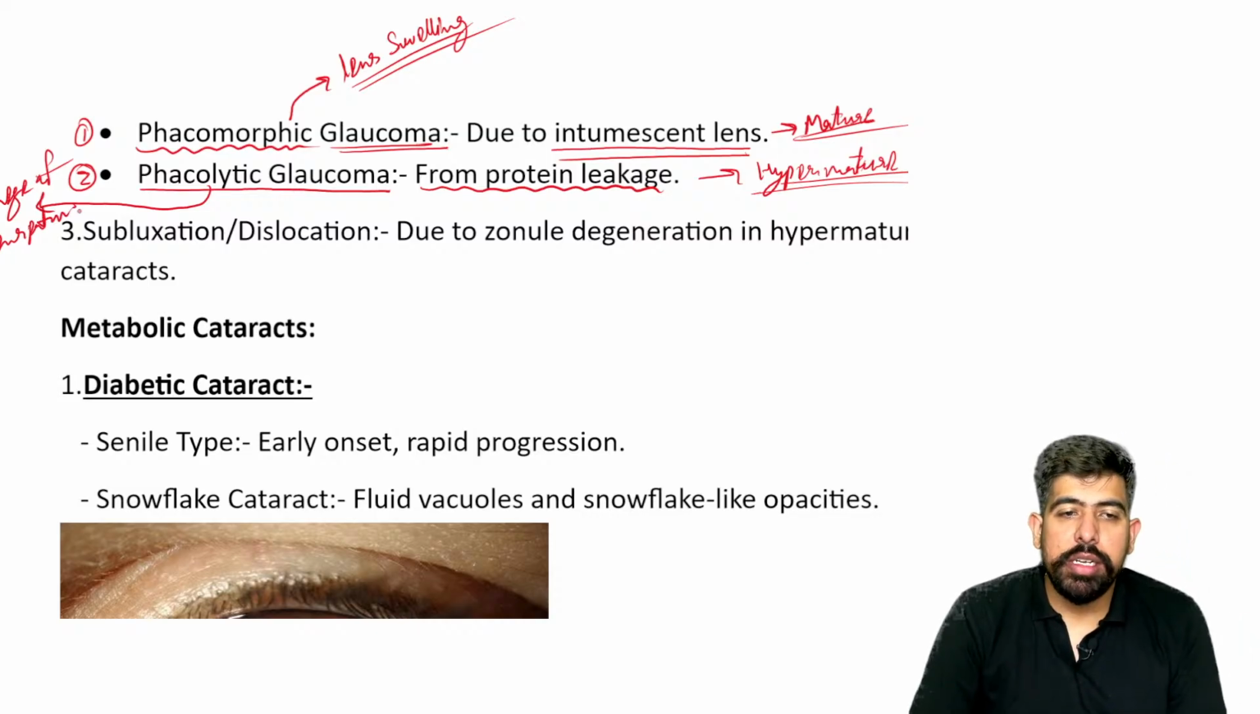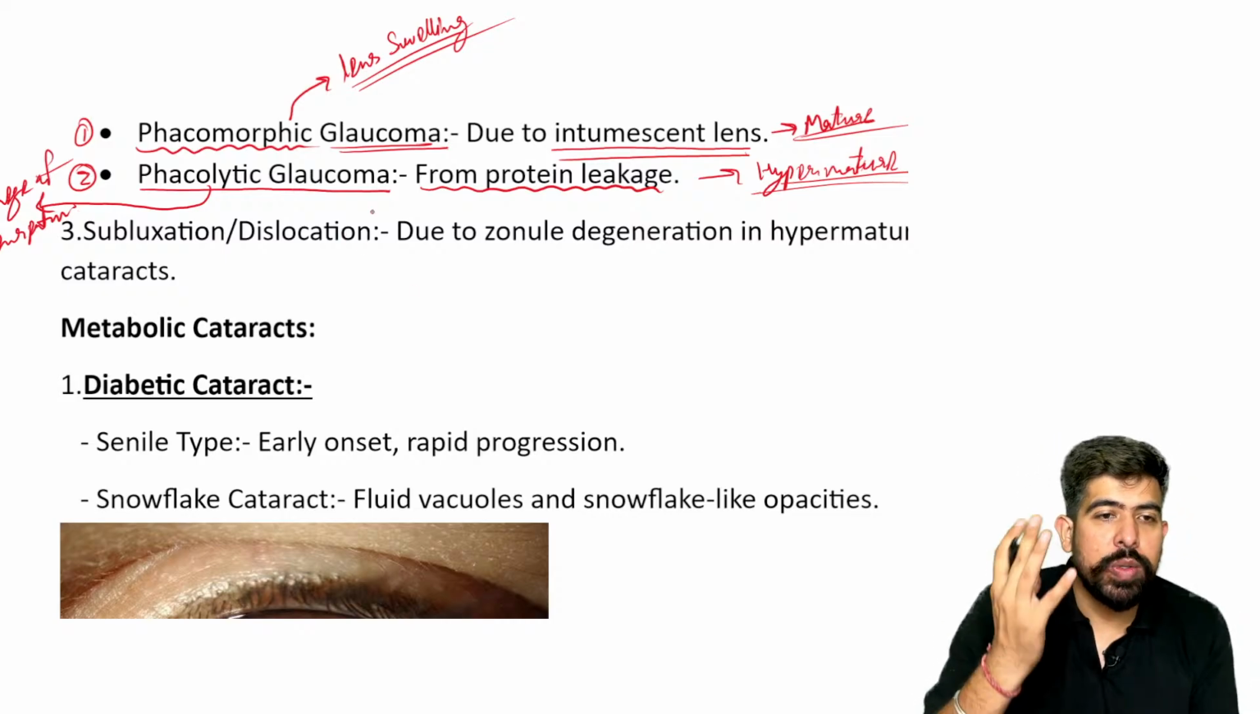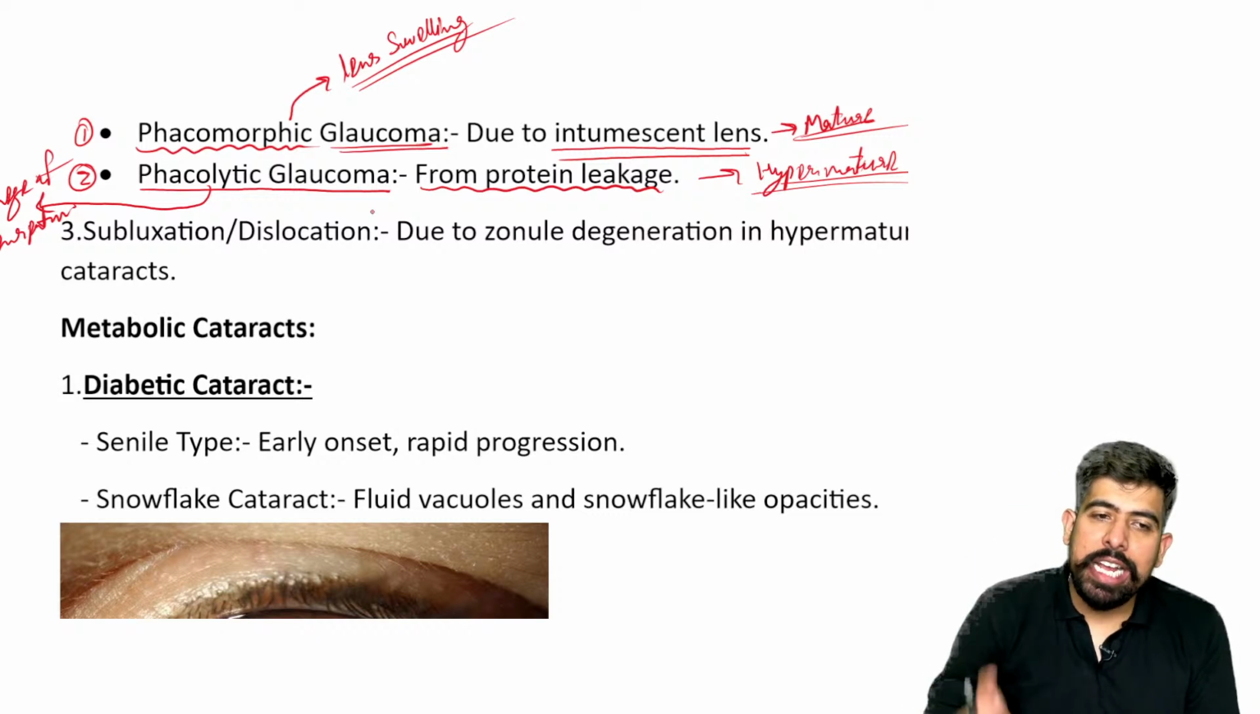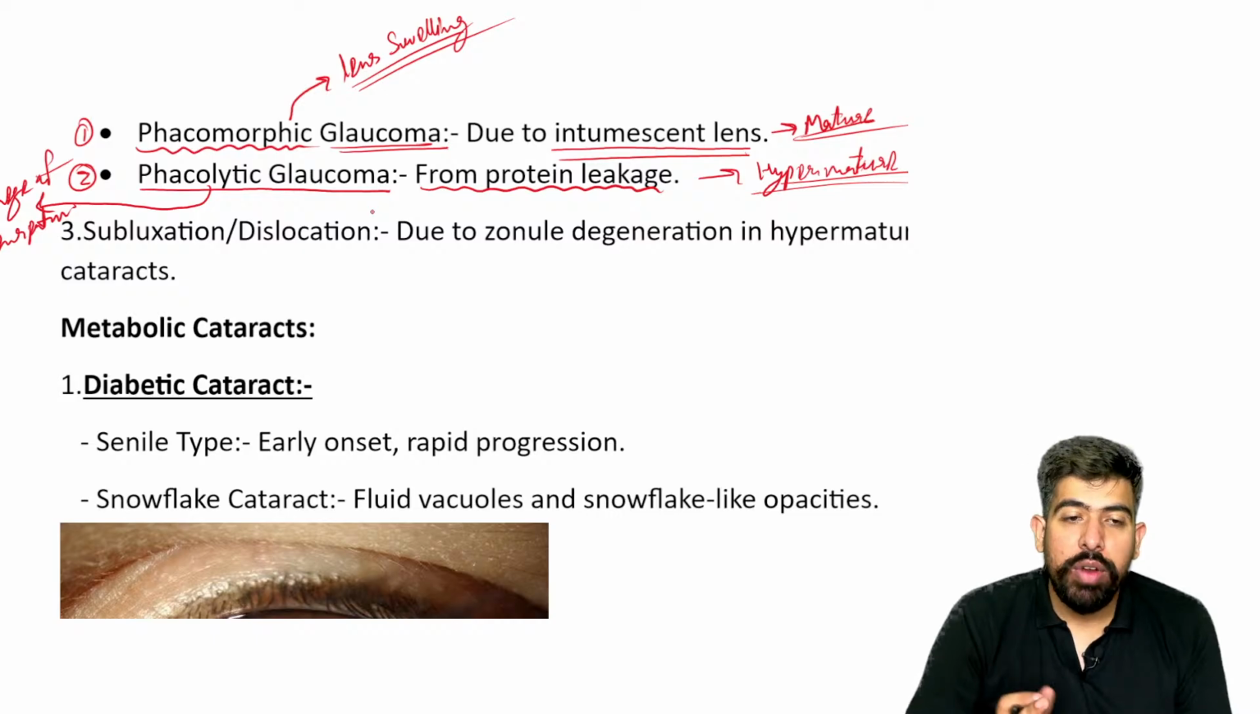I'm going to cover these two types of glaucoma also in the complicated glaucoma. Just remember about it. So the lens swelling causes the phacomorphic, and the leakage of this protein, the lens protein, this cortical protein, will cause your phacolytic.